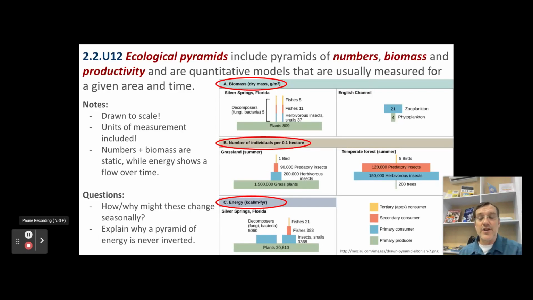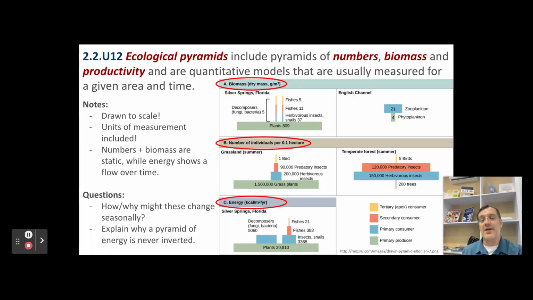There are 3 different kinds of ecological pyramids that you need to know about in ESS. The first is the pyramid of numbers. And in this graphic, that is this middle one right here. It's simply how many organisms there are at each trophic level within the ecosystem. It's the simplest ecological pyramid because all you've got to do is count the organisms.